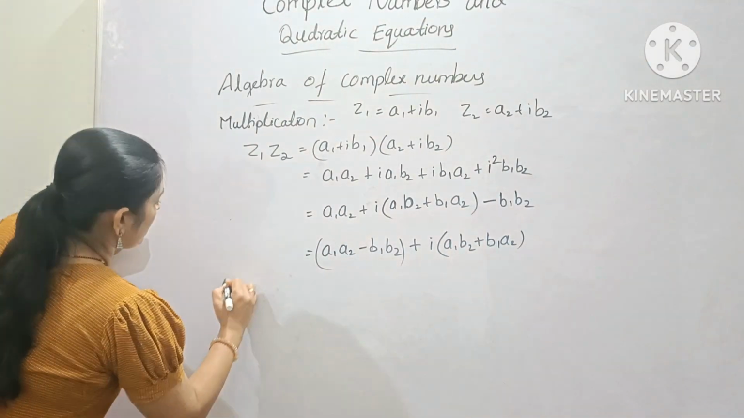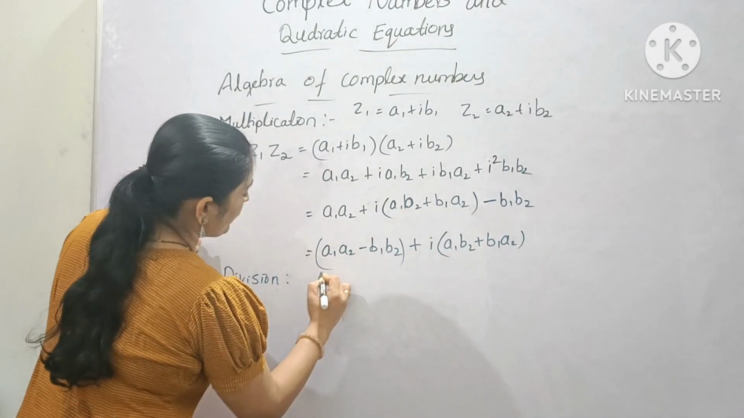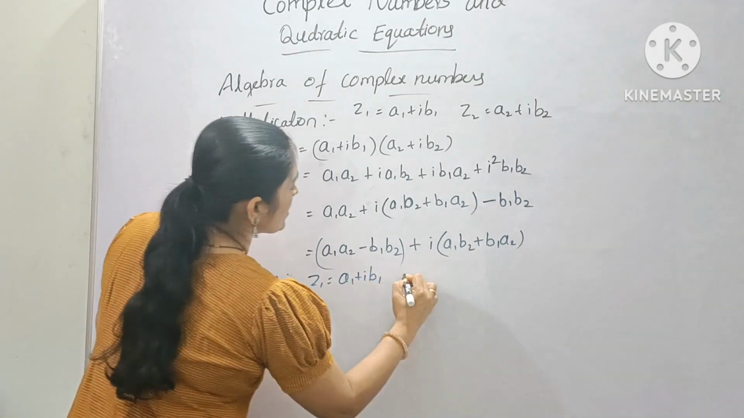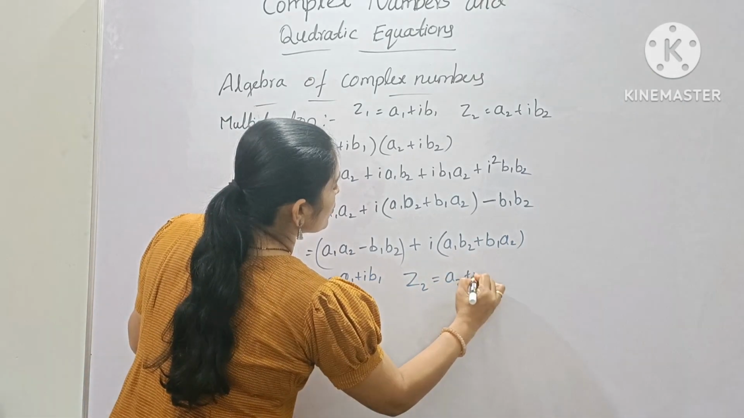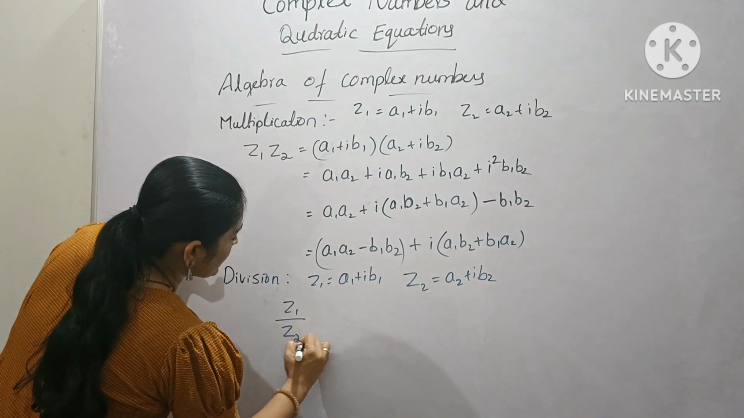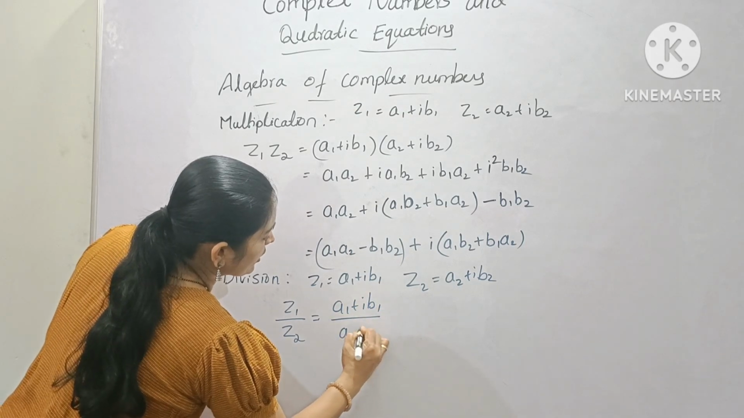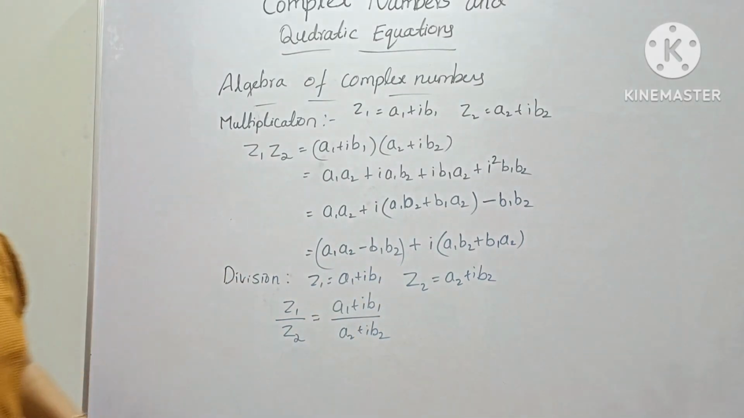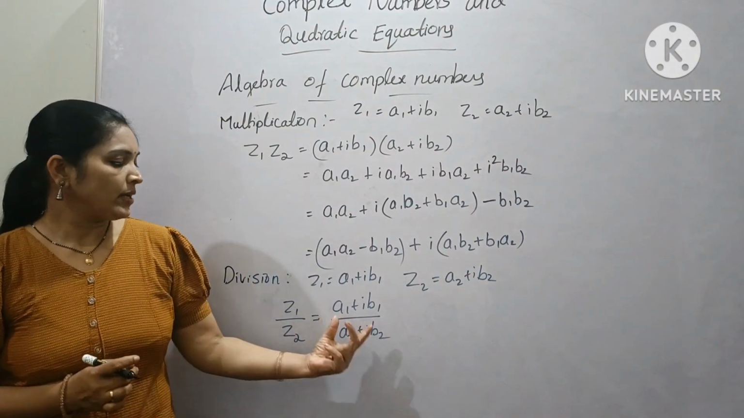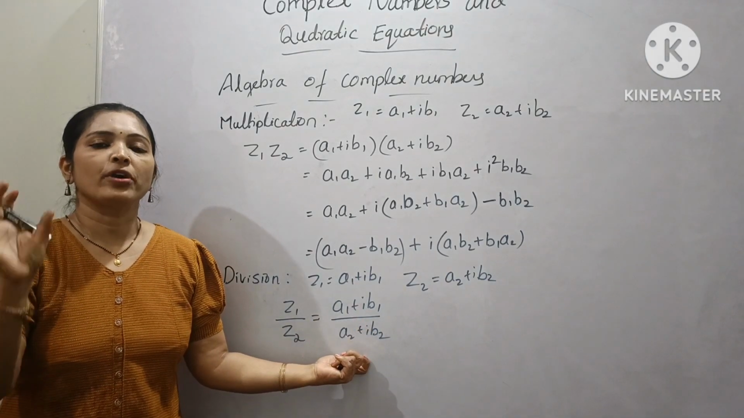Here division, how will we write? z1 is equal to a1 plus ib1, z2 is equal to a2 plus ib2. So z1 divided by z2 is equal to (a1 plus ib1) divided by (a2 plus ib2). Here we cannot simplify, right? So before that, we have to make this denominator in the form of a plus ib.